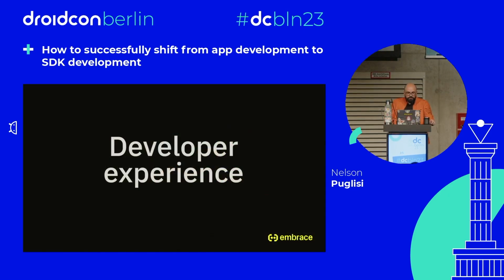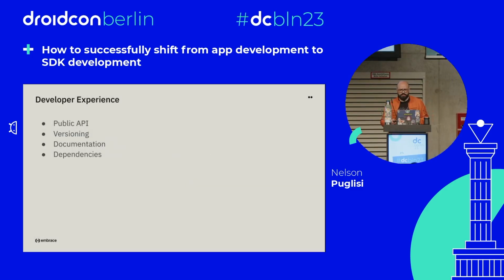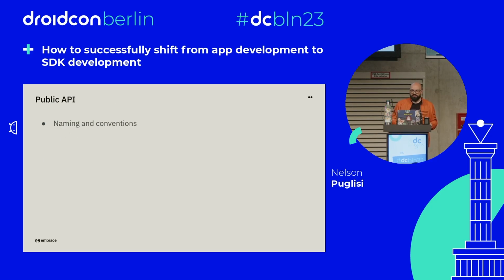And, well, the first topic is developer experience, which is how a developer will use your SDK or will experience the integration of your SDK in their own code. So your SDK needs to provide a way for developers to use it easily. And this includes 4 topics, which are the public API, the versioning of your SDK, the documentation to use it, and the dependencies that it includes, dependency management.